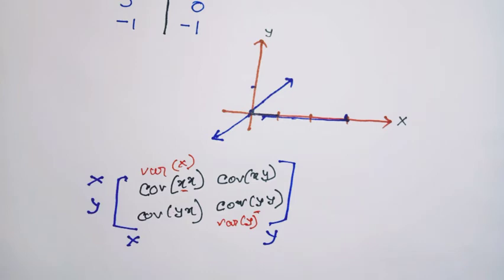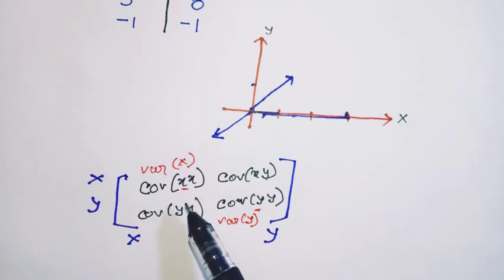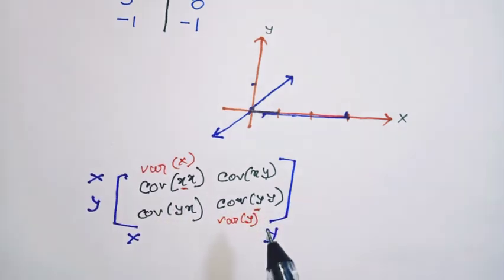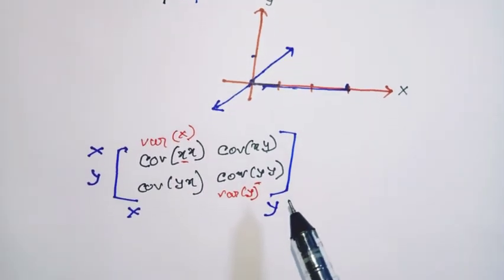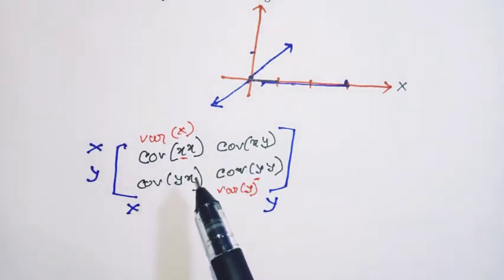Now you might ask what is the difference between the covariance of xy and yx? The fact is that there is absolutely no difference. I will repeat, the covariance between x and y, and y and x, there is no difference.